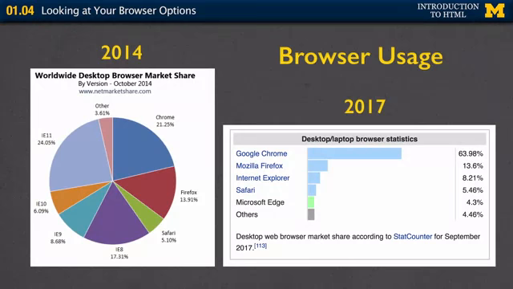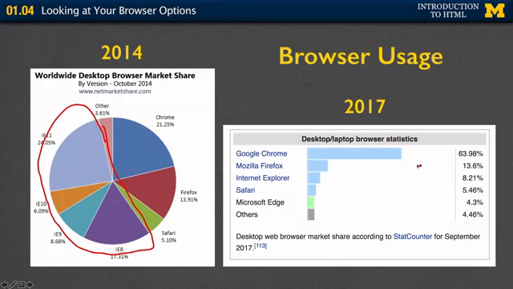So who's using the different browsers? Back in 2014, I can show you that Internet Explorer had a really big chunk of the market, right around there. You had Internet Explorer 11, Internet Explorer 10, Internet Explorer 9, etc. So they had the biggest chunk, and then Chrome was getting a lot bigger, as well as Firefox.